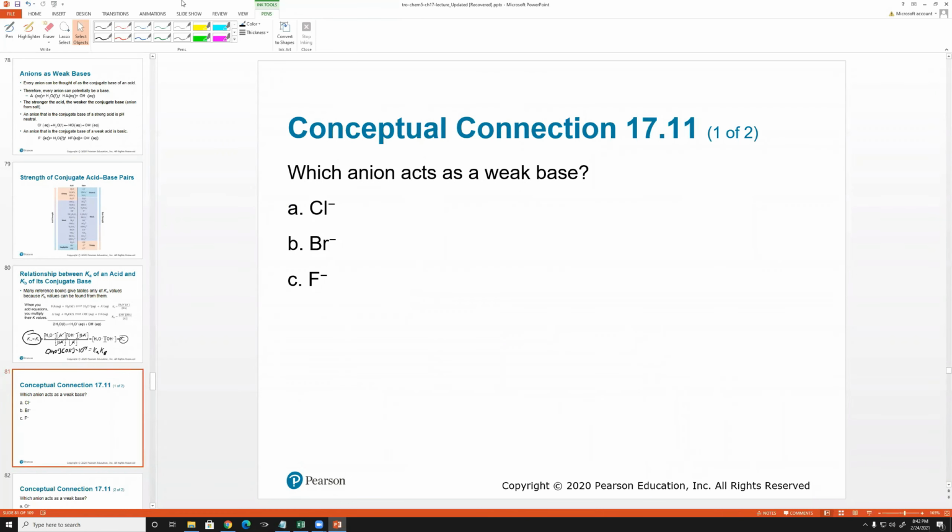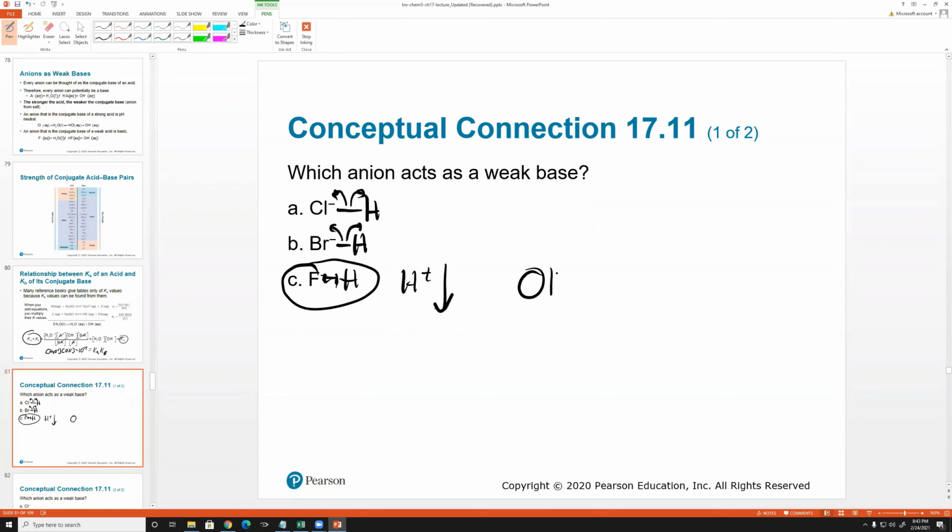All right, so which anion acts as a weak base? Now, when you put HCl into water, it's not going to do anything; it's going to break apart immediately. When you have HBr, same thing, it breaks apart immediately. It's a strong acid. HF, hey, that's a weak acid. That's good. This is going to act as a weak base because it is accepting a hydrogen and holding on to it. That's going to decrease the amount of free H+ in solution, and the OH- will stay the same, meaning the solution's pH will go up and it becomes more basic.